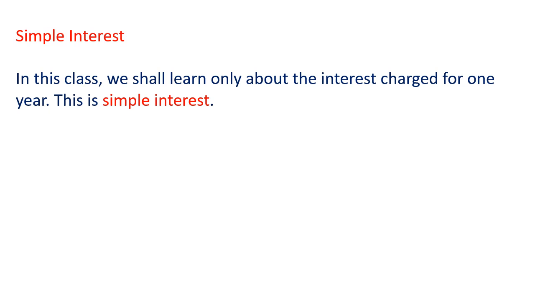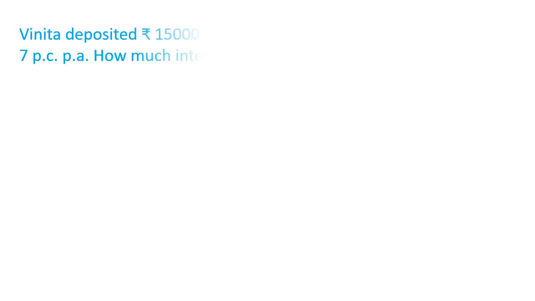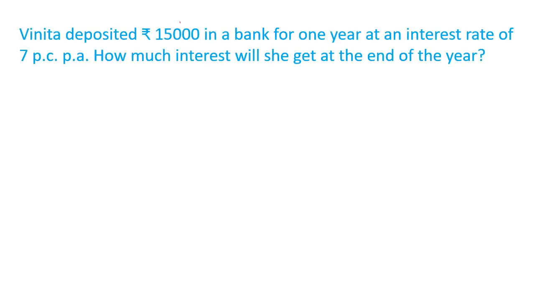Simple interest is the interest which I already explained. We will learn only about simple interest, because there is another kind of interest where we keep the money for a longer period. Your interest will be different, and the calculation is a little complicated and very different from simple interest. We will study that later. What is simple interest? Simply, you deposit money. If one is a depositor of rupees 15,000 in a bank for 1 year, and interest is 7% per annum, 7 rupees per 100 per year, how much will she get at the end of the year? So this is the fundamental of bank interest calculation.